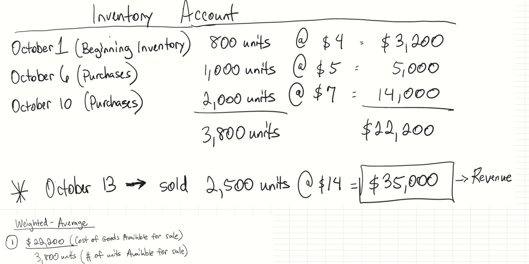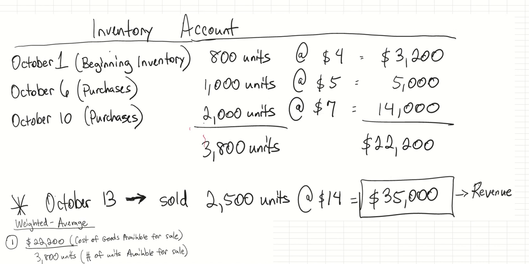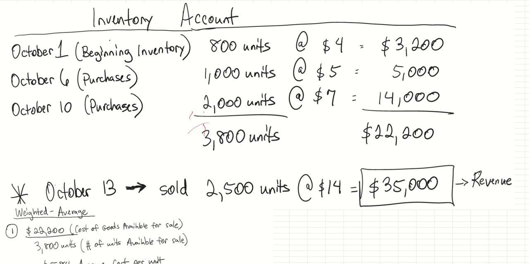This doesn't change when it comes to the 3,800 units that's in a company's inventory account for $22,200. 2,500 units were sold out of those 3,800 units for $35,000 in revenue. Revenue amount doesn't change at all, but what does change, like I said in the video on the FIFO and the LIFO method, is the cost of goods sold that's recorded in the company's books and the inventory balance as well. Those two amounts do change.